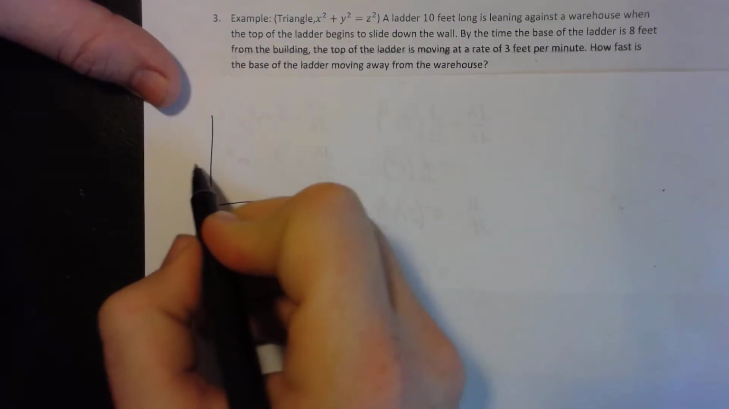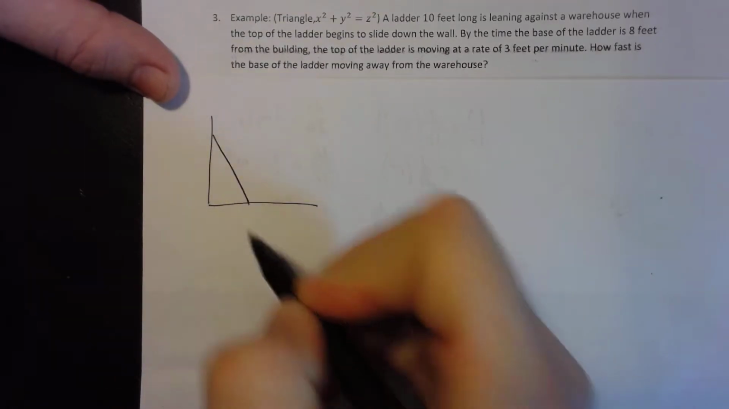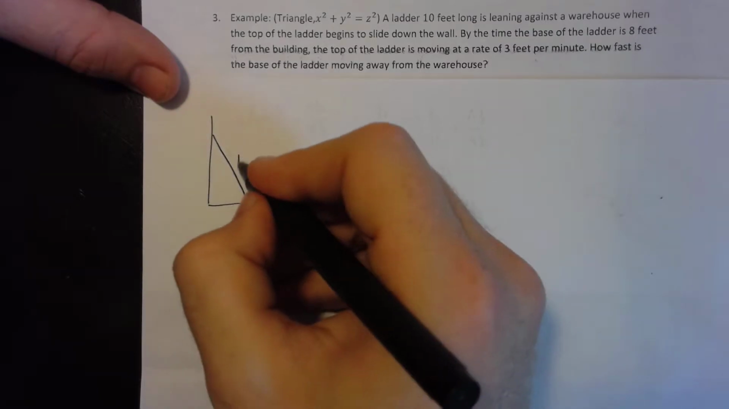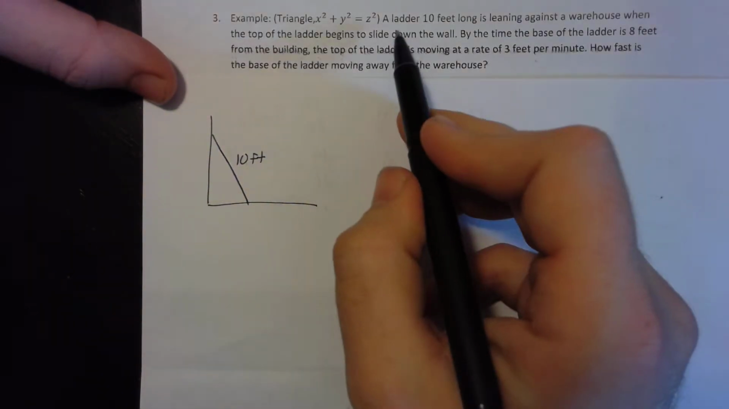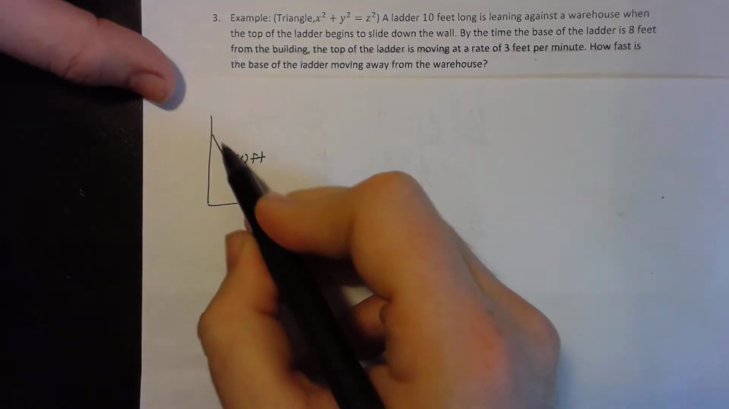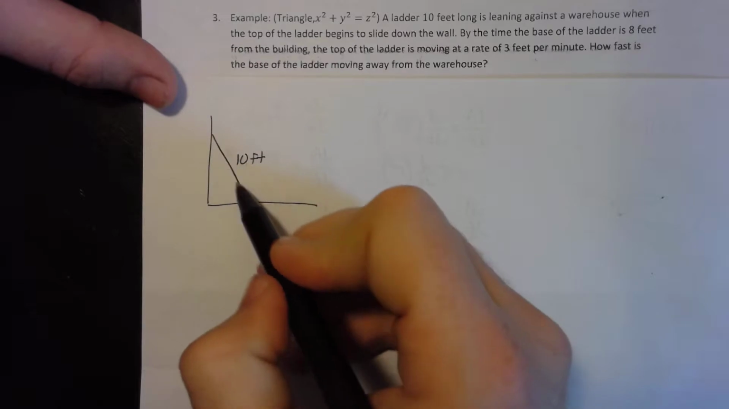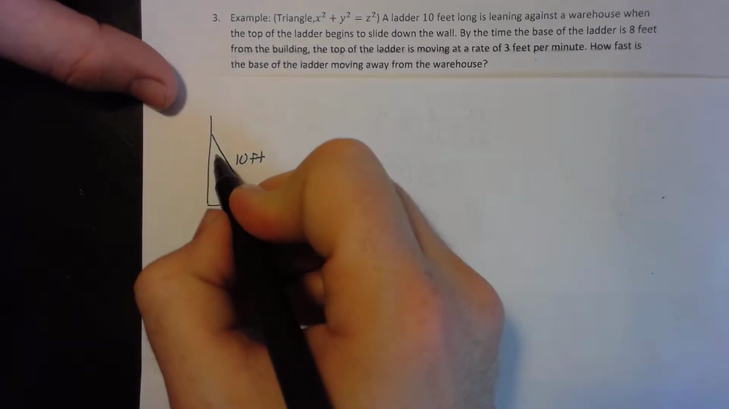So here's the wall, here's the ground. We have a ladder that's leaning against that warehouse. Again, this ladder is 10 feet long. Notice in this case, I'm going to make a note about this right off the bat: this ladder is 10 feet long and its length isn't changing at all. So this right here isn't changing.